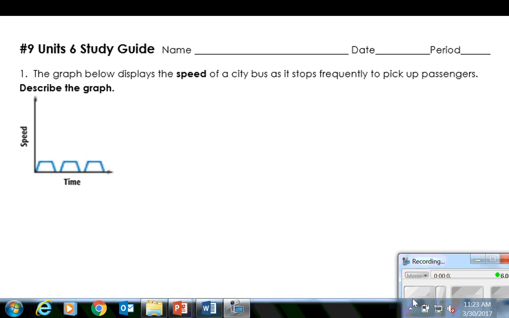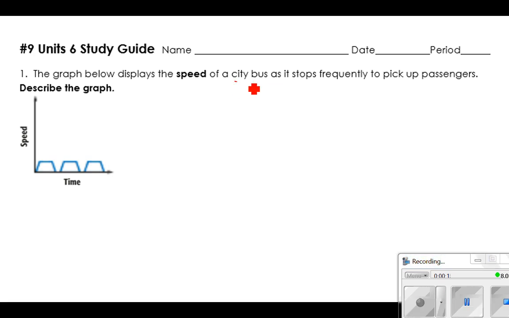Study guide is covering linear models and tables. And the first thing we're looking at is a qualitative graph. And we have to describe what's happening, and it tells us that it's a city bus, and it's picking up passengers. So let's look. We see that it increases, constant, and decreases, and then another constant. So we have to figure out what's happening with the person that's driving the bus.